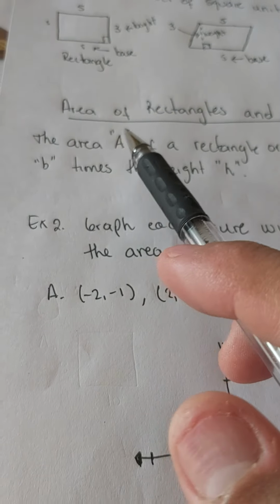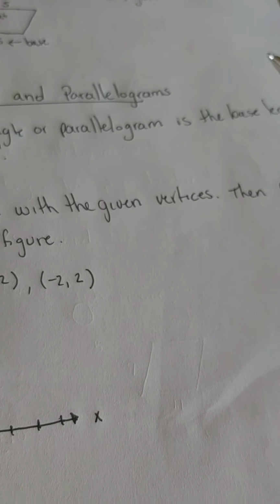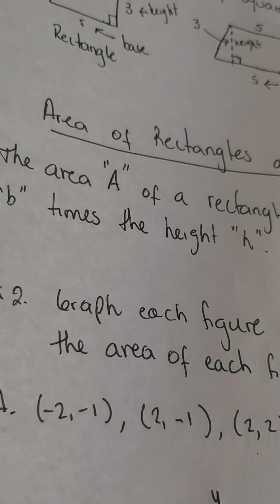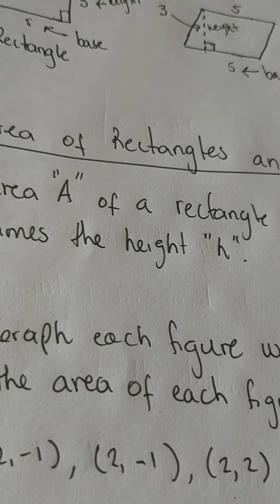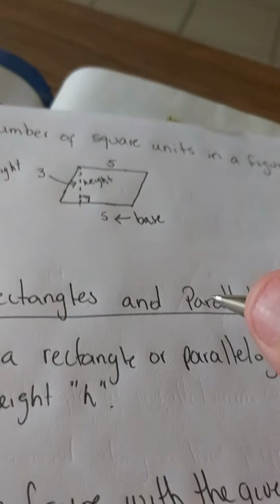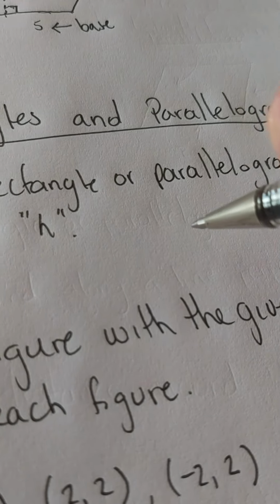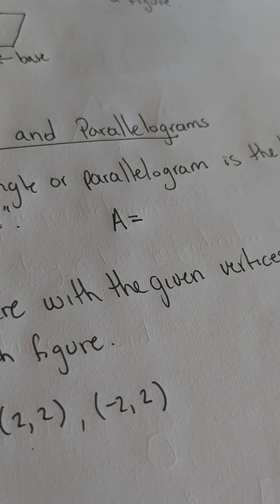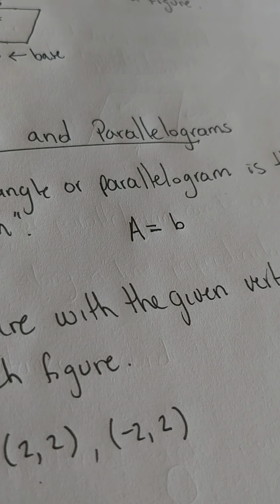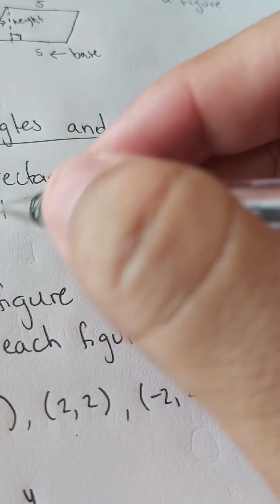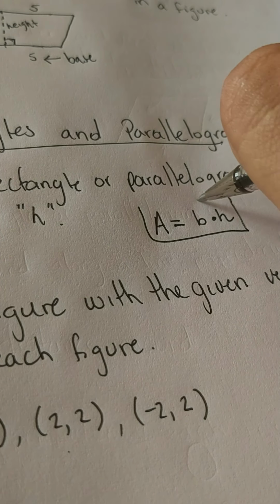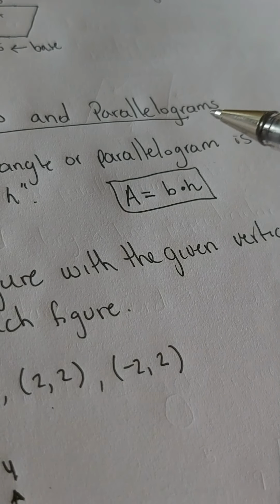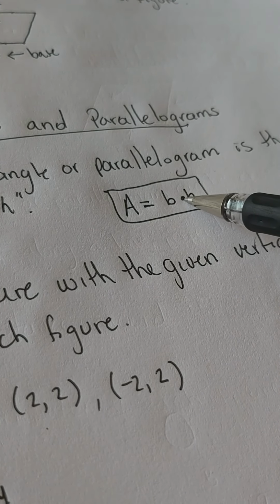Okay? So, area of rectangles and parallelograms. The area A of a rectangle or parallelogram is the base length B times the height H. So if we write a formula, the area A of a rectangle or parallelogram equals the base length B times the height H. So the formula for area of rectangles and parallelograms is: area equals base times height.